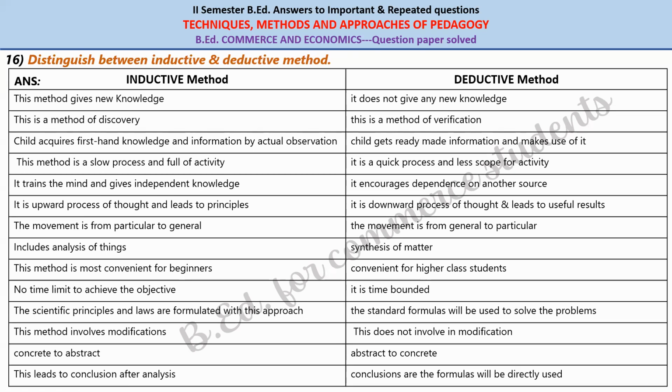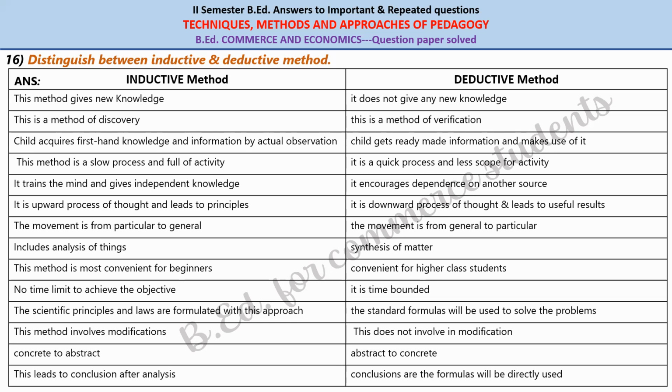The inductive method gives knowledge, whereas deduction doesn't give new knowledge. For example, in the deductive method, if someone is standing there in a uniform, you deduce that that person is a policeman. By looking at it, you're deducing it. It's a simple example. The inductive method is a method of discovery, whereas the deductive method is verification. In the inductive method the child acquires first-hand knowledge and information by actual observation.